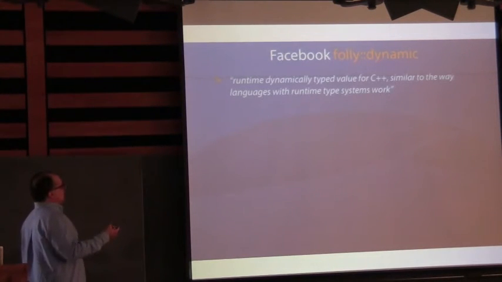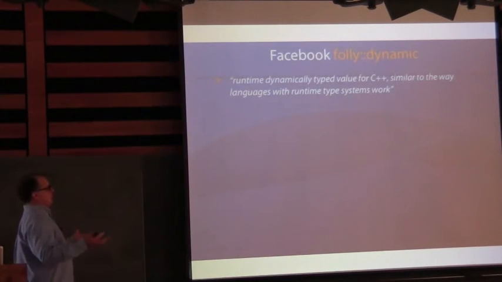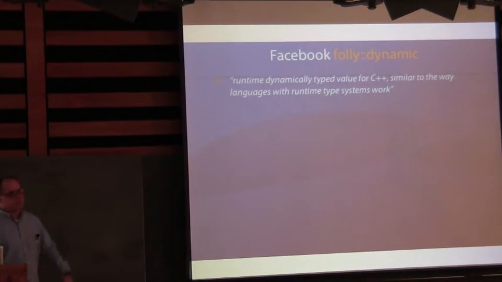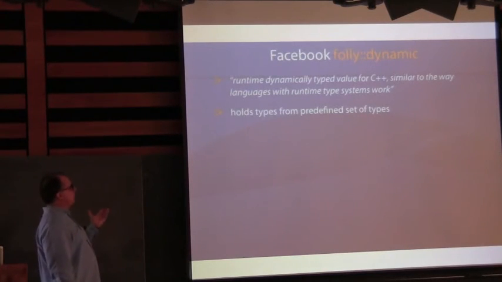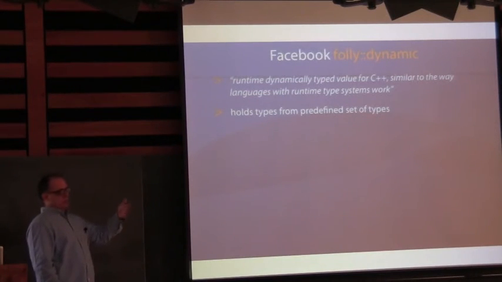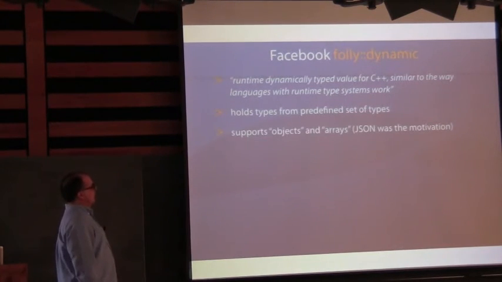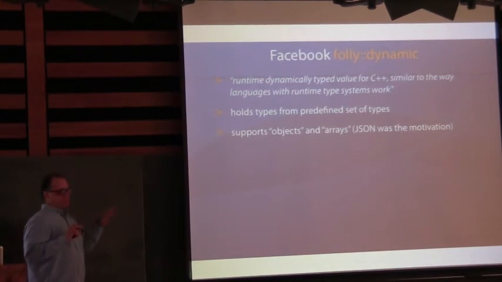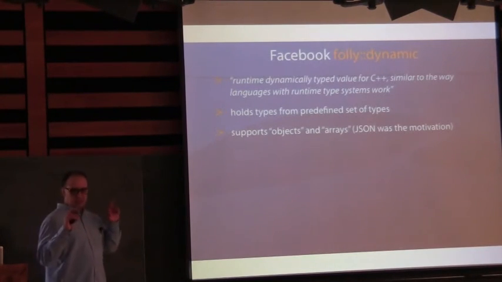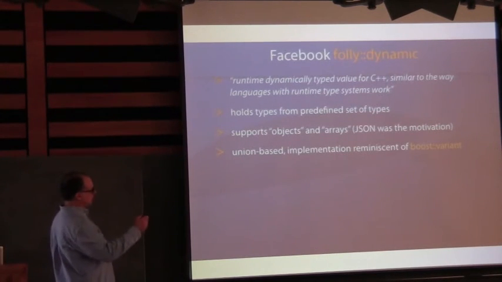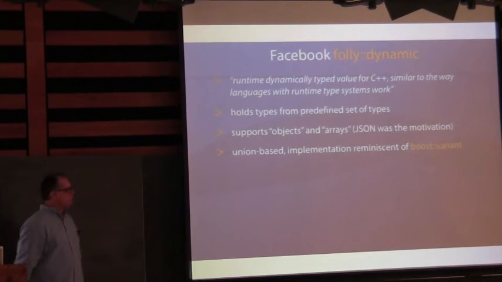Folly dynamic is a runtime dynamically typed value for C++. It's similar to the way languages with runtime type systems work. That's from the authors. It'll hold types from a predefined set of types, so it won't hold anything. There's a union there with the int, double and all those things. It supports objects and arrays because JSON was their motivation, so they have those dynamic object and array types. It's union-based, somewhat reminiscent of Boost variant.